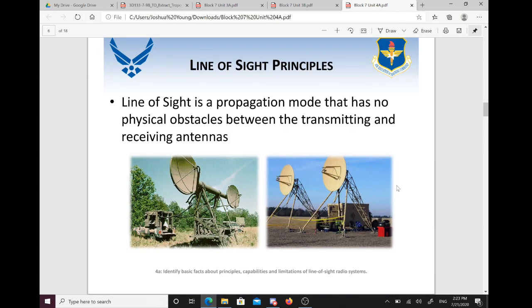Line of sight is a propagation mode that has no physical obstacles between the transmitting and receiving antennas. So line of sight is exactly that. If you're operating a line-of-sight antenna and you do not have line of sight, like you cannot see your distant end, you will not be able to send or receive anything. You have to have a clear shot to wherever you're trying to send that data if you're using a point-to-point line-of-sight transmission.